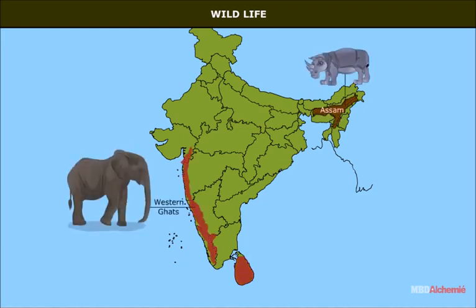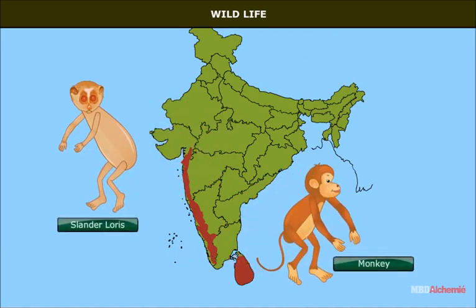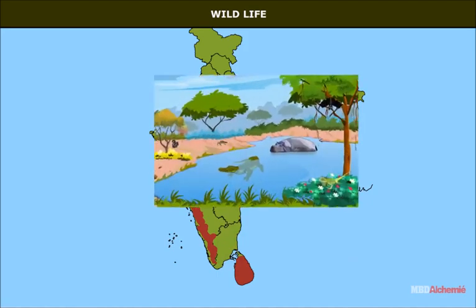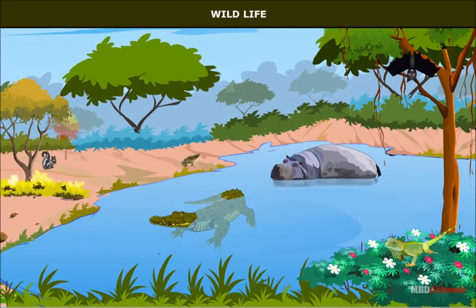Tree dwellers include monkeys, slender lorises of Sri Lanka and India, squirrels, bats, sloths, tree frogs and lizards. Hippopotamuses, crocodiles and alligators are found near watercourses.